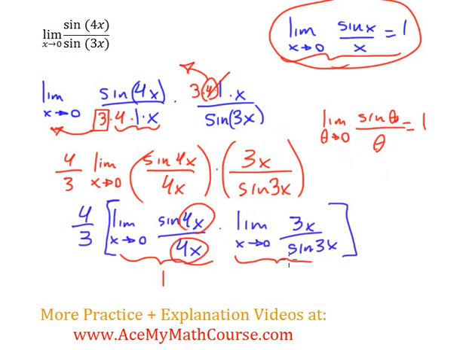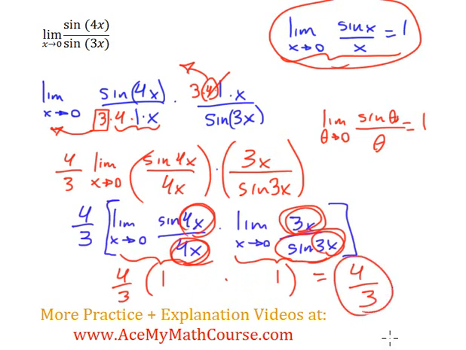And it will follow that although we have the reciprocal here, 3x over sine 3x, that's also going to work out to be 1. After all, the reciprocal of 1 is just 1. So we have 1 times 1, right? Because these match up just like we had them over there. So 1 times 1 times 4 over 3, and that's equal to 4 over 3. And that's it.